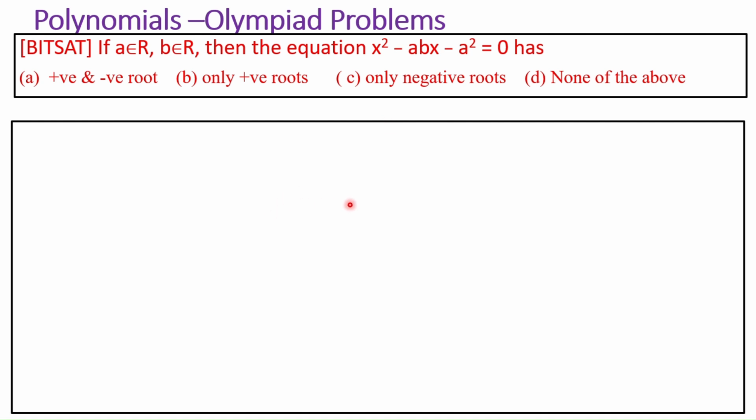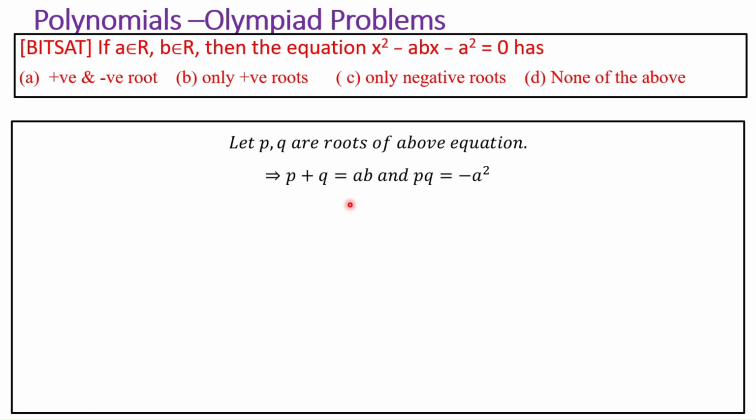Now look at it very carefully. If p, q are roots of the above equation, what we need is this: p plus q is equal to ab, and p into q is equal to minus a square.